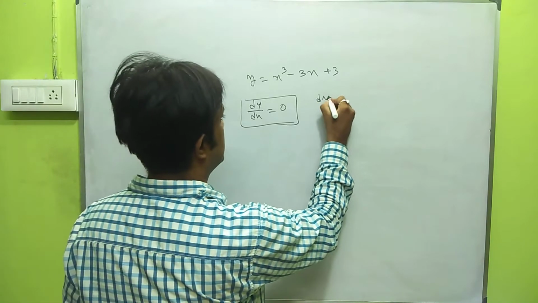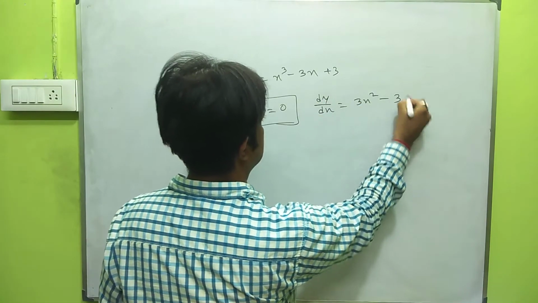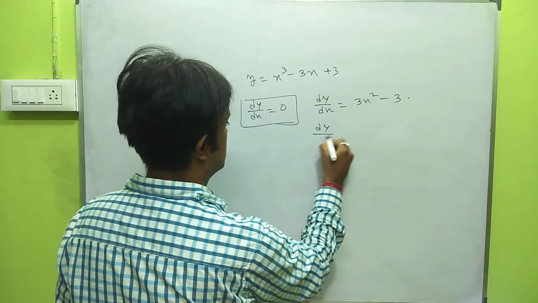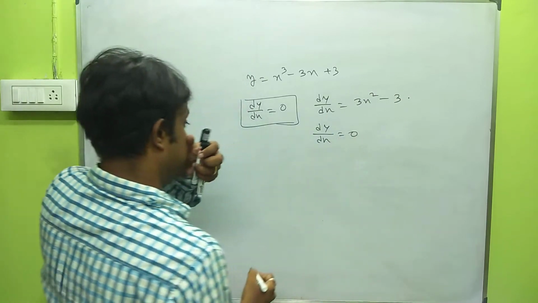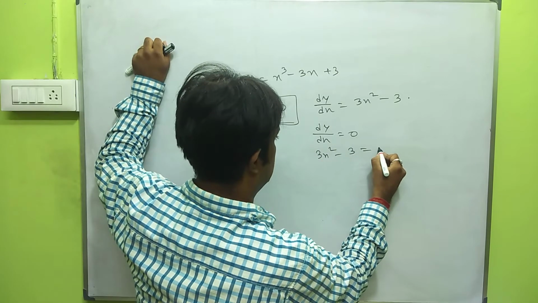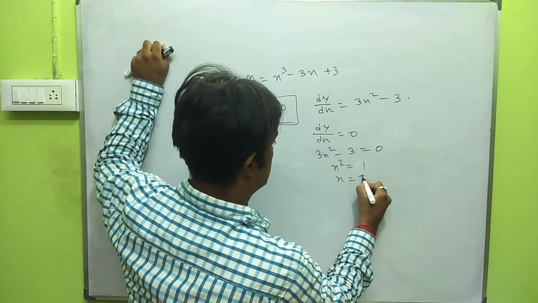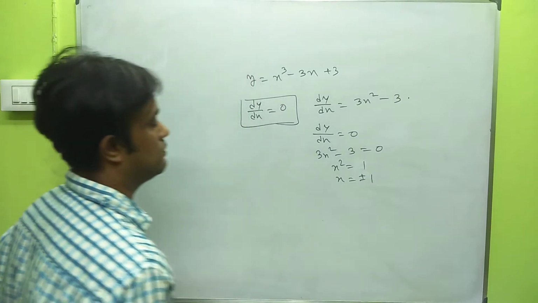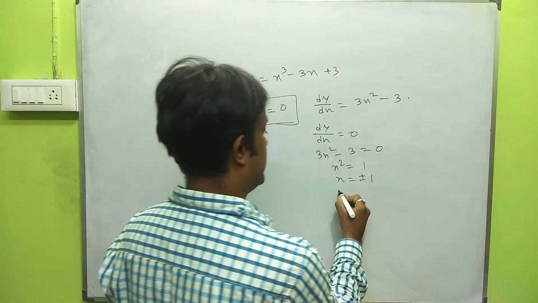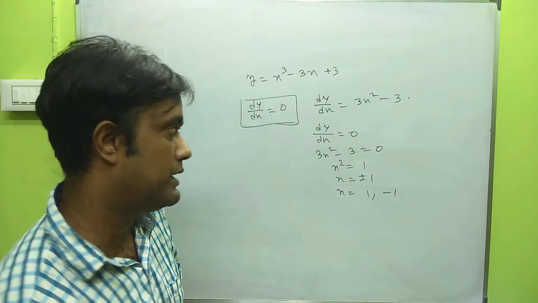So dy by dx will be 3x square minus 3. From this, dy by dx is equal to 0, so 3x square minus 3 is equal to 0. That is, x square is 1, so x is plus minus 1. So we get here x is equal to 1 and x is equal to minus 1.